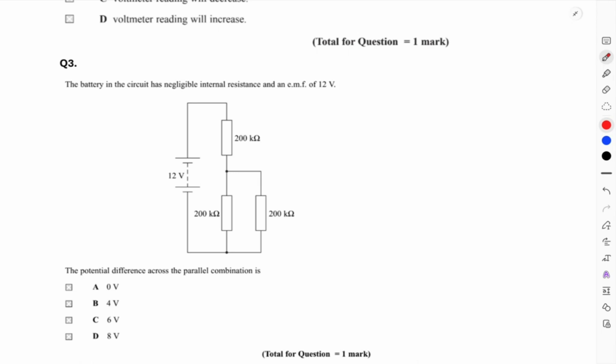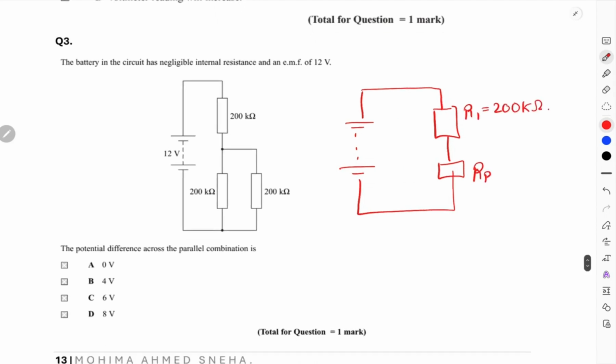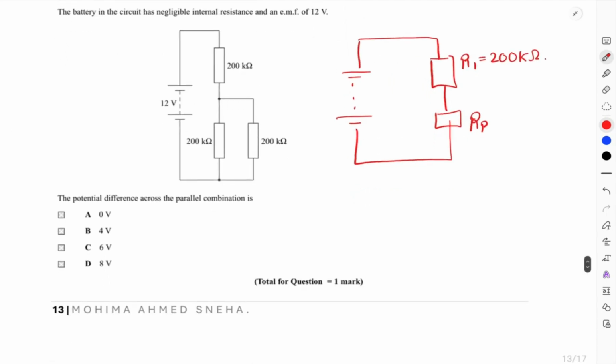So I will draw a simplified diagram. I'll consider the parallel combination as one resistor as a whole, and these two resistors are connected in series. This is your parallel combination, and this is your R1, which was given as 200 kilo ohms, right? So I'll first try to calculate the value for your parallel combination resistor, which is obviously 1 by Rp equals 1 by 200 and 1 by 200, right?